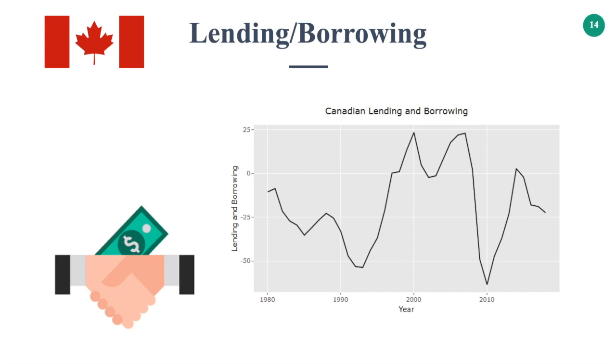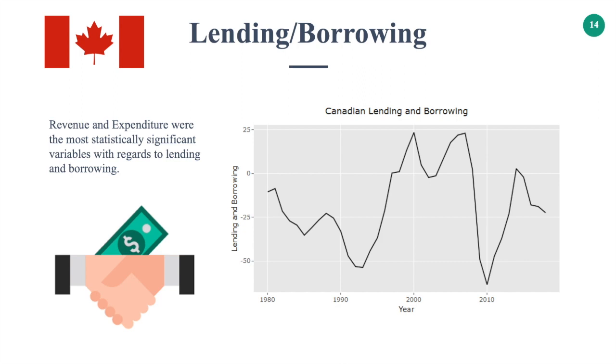Since debt is the most significant factor when it came to Canada's GDP, we wanted to take a look at the lending and borrowing as well, since that factor should have an effect on the country's debt. So we did some more regression testing and found that revenue and expenditures were the best predictors of Canada's lending and borrowing.